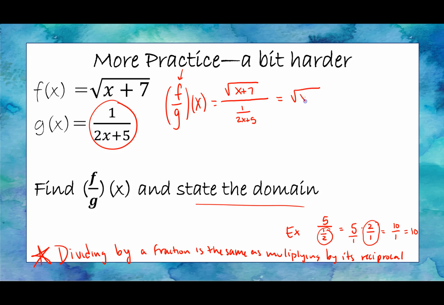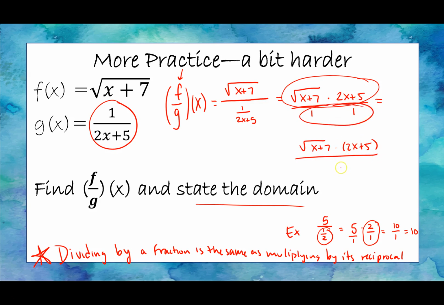So I'm going to rewrite the square root of x plus 7, but now instead of dividing by this fraction, I'm going to multiply by 2x plus 5 over 1. Well, when I multiply fractions, you should know that we multiply across the numerator and we multiply across the denominator. So my numerator is going to be these two things multiplied, and my denominator is going to be 1 times 1, which is just 1. And dividing by 1 is the same exact thing as just writing it like that. So this is your answer. Now we are not done.